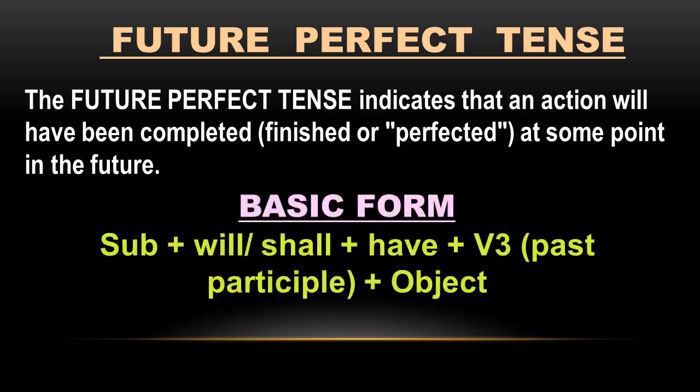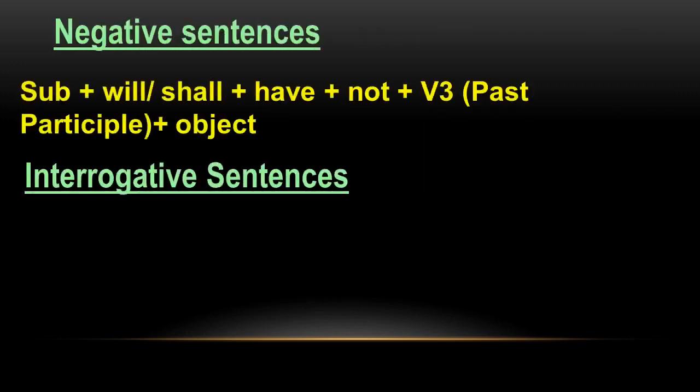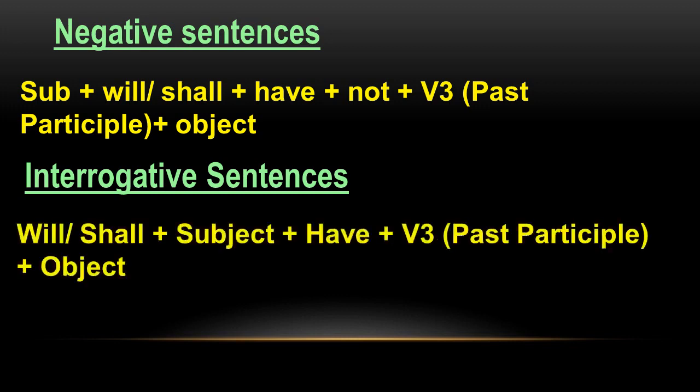Its basic form: subject plus will/shall plus have plus the third form of the verb, that is the past participle form, plus object. For negative, subject plus will or shall plus have plus not plus the third form of the verb plus object. For interrogative, auxiliaries will come forward. In this case, will or shall will come forward: will or shall plus subject plus have plus the third form of the verb plus object.